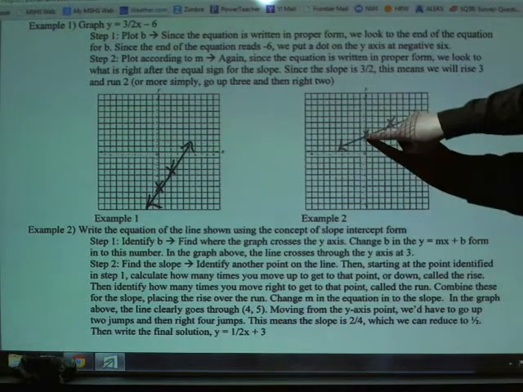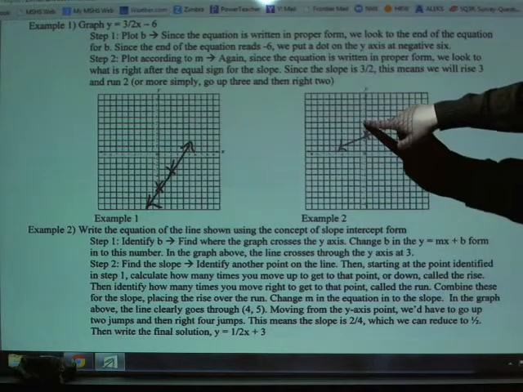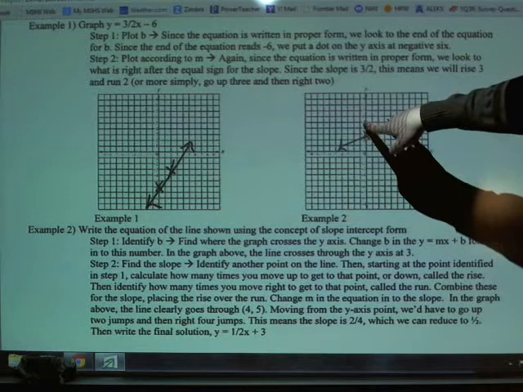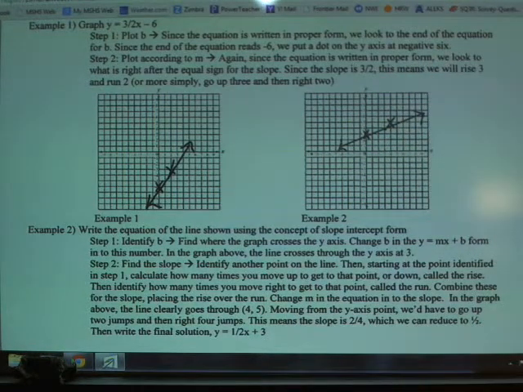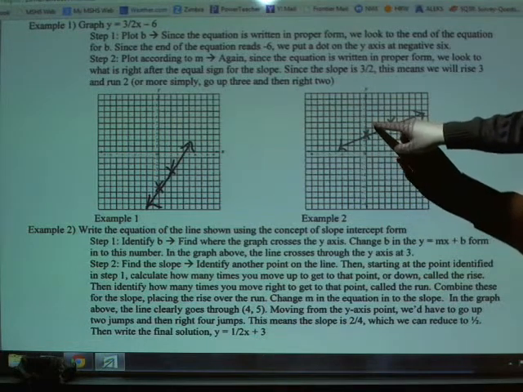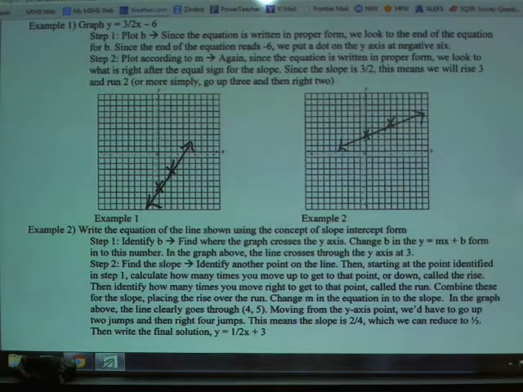I count how many times I'm going to move up, which is my rise. In this case, it's 2 jumps up. So the rise is 2. Then I'm going to calculate my run. My run is how much I'm going to go to the right to get to that point. Well, that's 1, 2, 3, 4 jumps to the right. So my rise over my run is equal to 2 over 4.